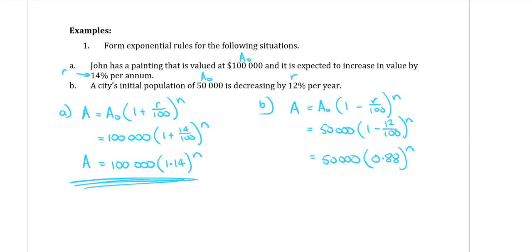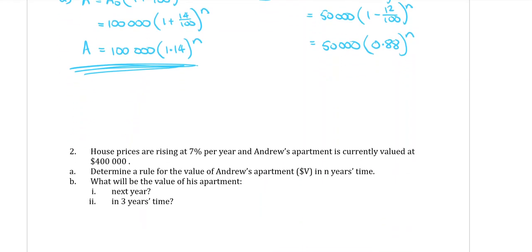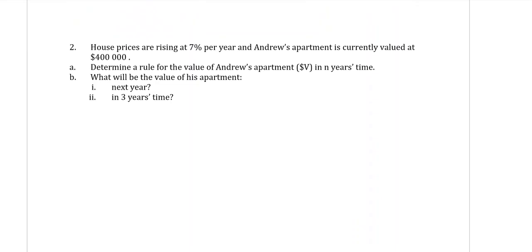And again, that would give you a graph, if you graphed it, of the exponential. This time it is not a value but a population of people, showing what the population is doing over time. Question 2. House prices are rising at 7% per year and Andrew's apartment is currently valued at $400,000. Determine a rule for the value of Andrew's apartment, where we're using V dollars in n years' time.